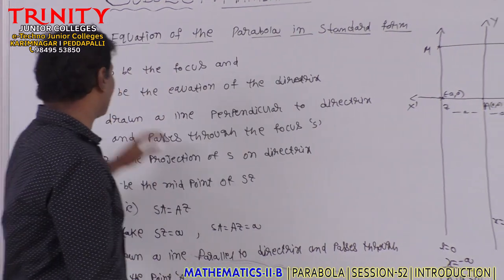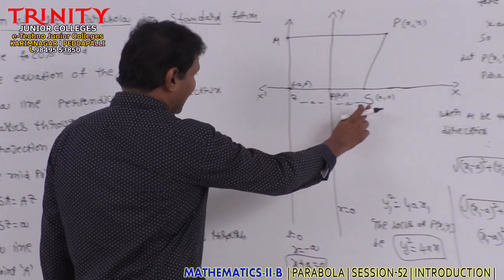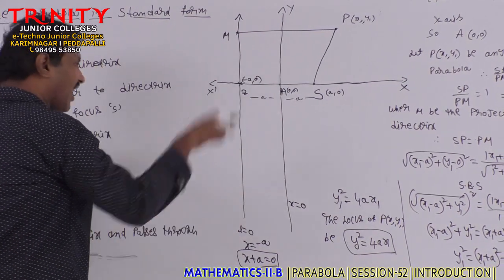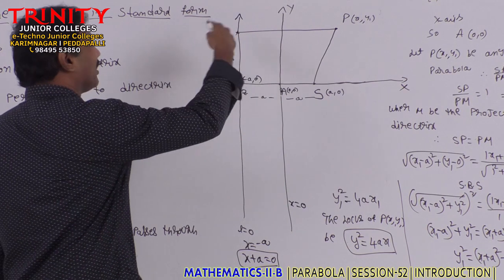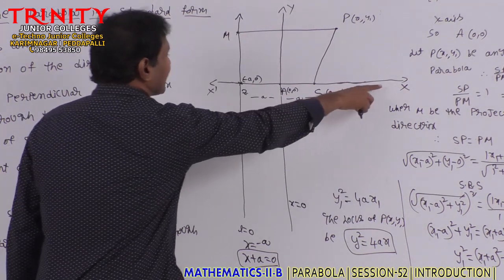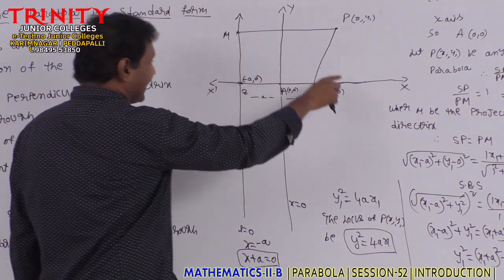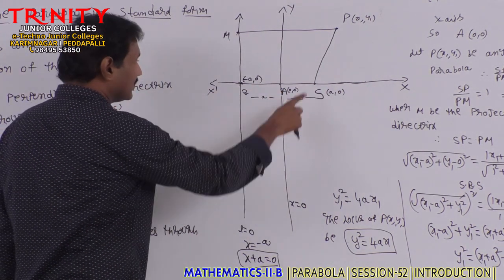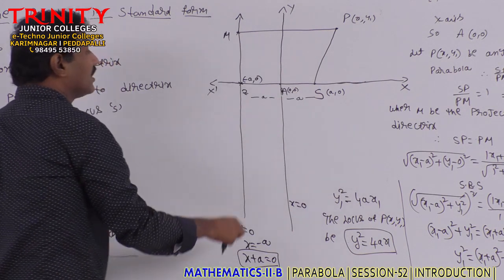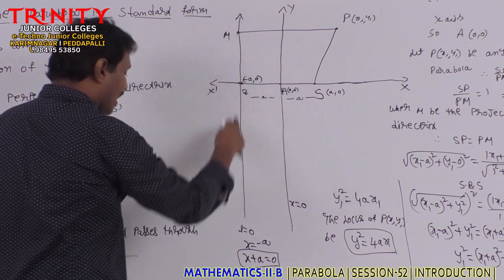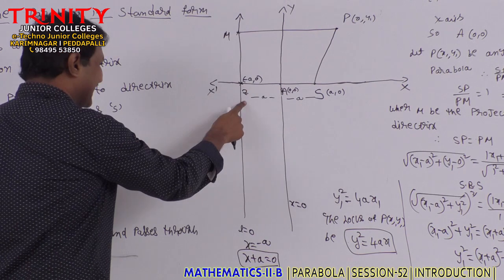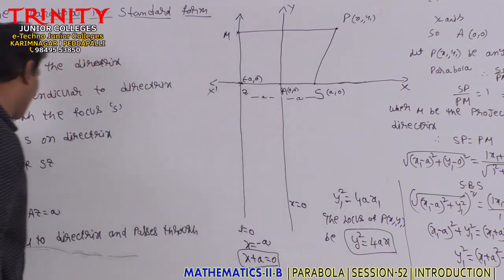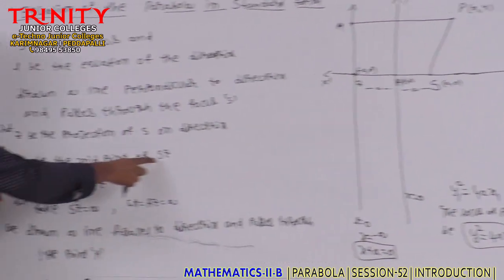Here, first, let me take S to be the focus and L the equation of the directrix. First, we draw a line perpendicular to the directrix that passes through the focus. This is called the axis of the parabola. The projection of S on the directrix is named Z. We take the midpoint of SZ, and let A be the midpoint of SZ.